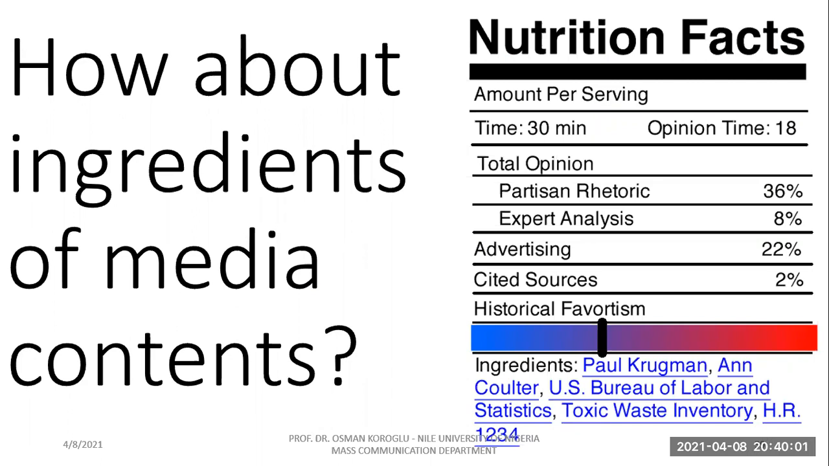So is it possible for us to apply the same thing to the ingredients of media content? Of course, we can. When we check the details, we see that mostly the news, media, TV, etc. contain partisan rhetoric, plus some expert analysis, but biased, and also advertising. They cite sources from time to time, but lack the amount required for us to have a good, informed opinion. So we see historical favoritism, etc. also.